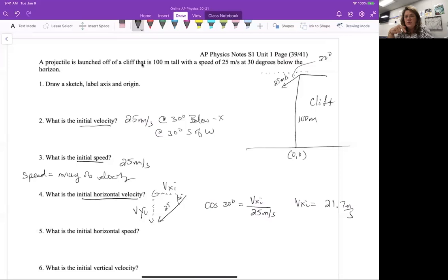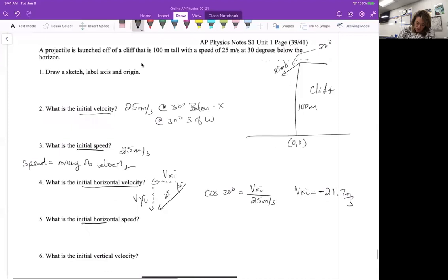Now, based on the way I drew this, remember, because we don't use standard position like pre-cal, it doesn't spit out that negative. You actually have to use your thought. Draw, is that a negative or a positive? Well, it's moving to the left. In the x direction, that's a negative. Okay, what's its initial horizontal speed?